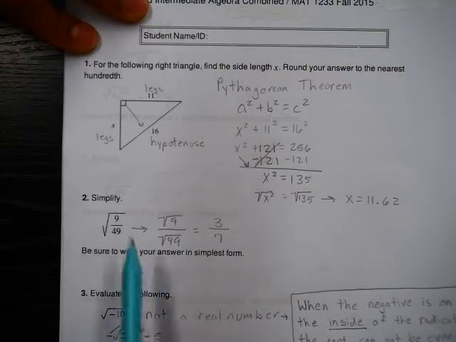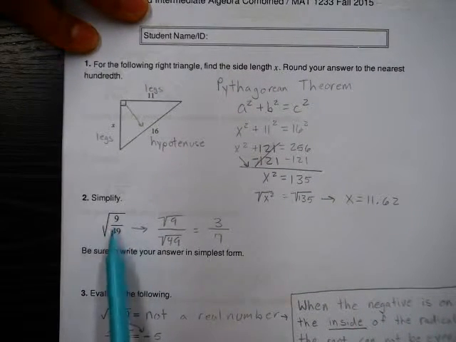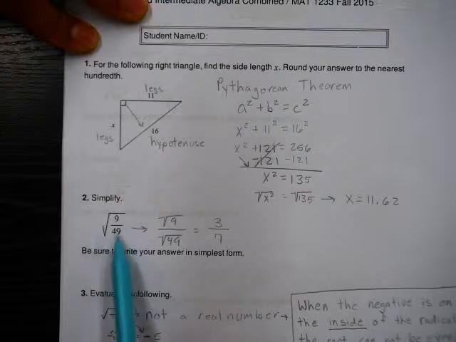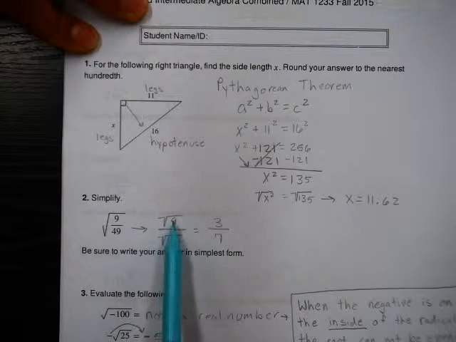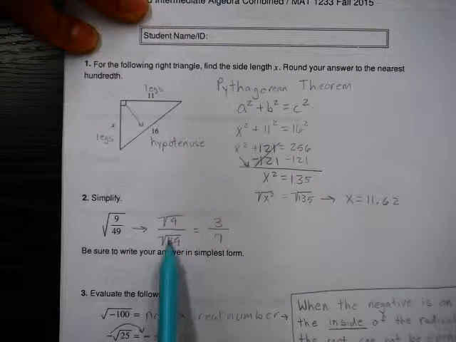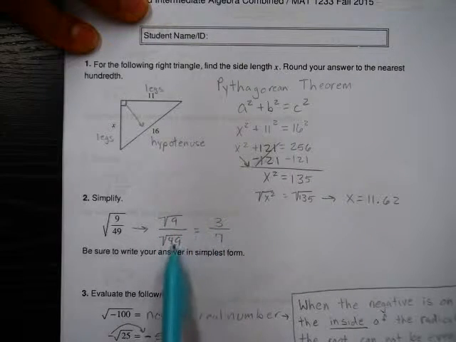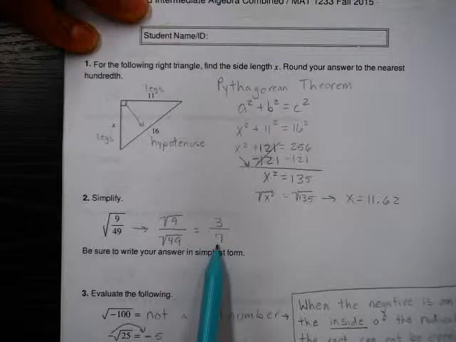Alright, for number 2, simplify the square root of 9 over 49. I usually tell my students that you can break that up. You can rewrite it as the square root of 9 over the square root of 49. Of course, the square root of 9 is 3, and the square root of 49 is 7.